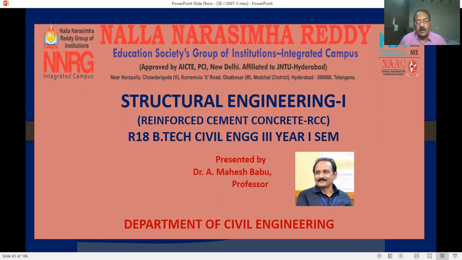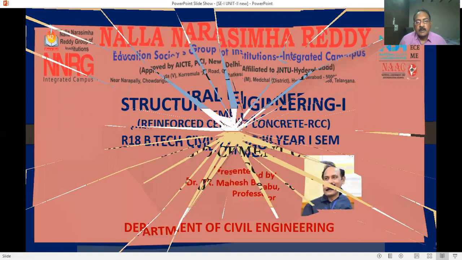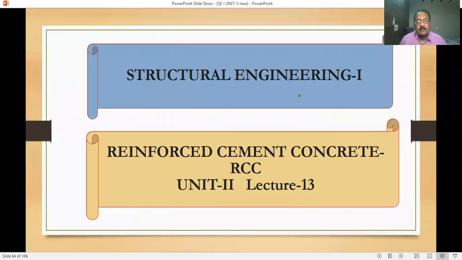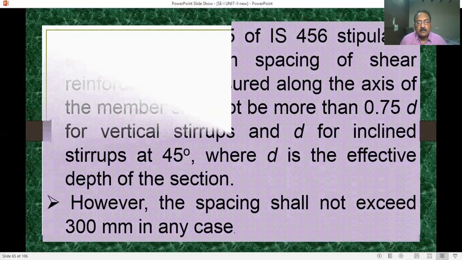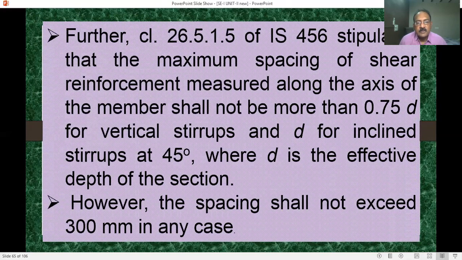We discuss shear stresses. In the last videos, what is the maximum spacing of shear reinforcement? This is as per code provisions, clause 26.5.1.5. You have to practice how to see the code book.